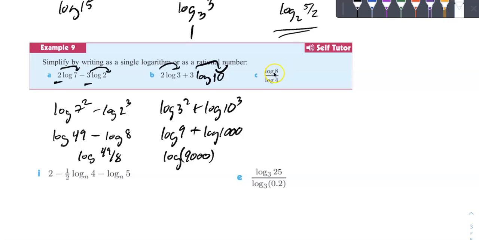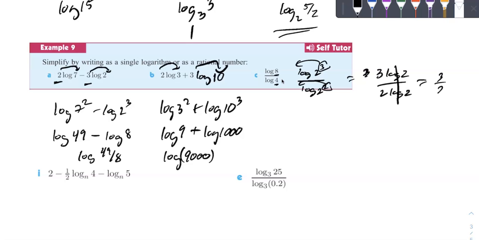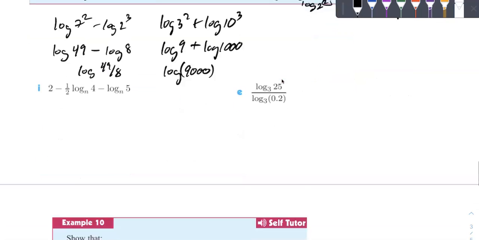Next one. You got log of 8 over log of 4, and you're like, what could I do? There's actually not much. What we're going to do is rewrite 8 and 4 as a power of 2. So it becomes log 2 to the third and log 2 squared. And now you can move the powers to the front. And I get 3 log 2 over 2 log 2. Logs of 2 cancel. You just get 3 over 2. Okay, let's do a couple more.